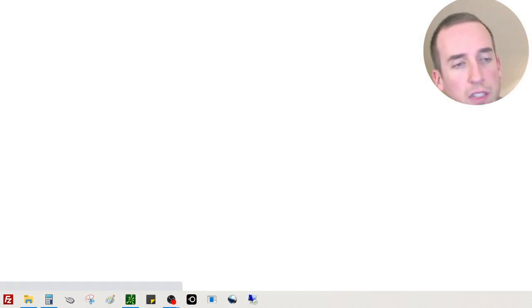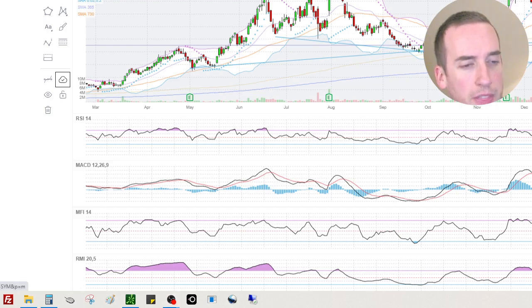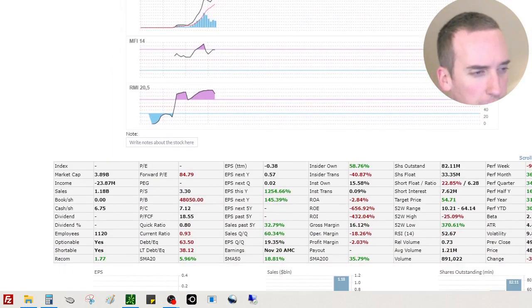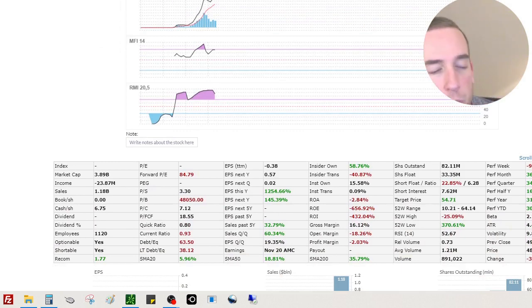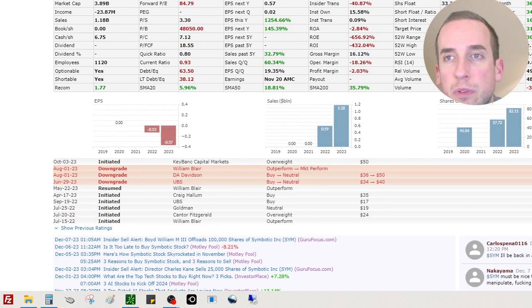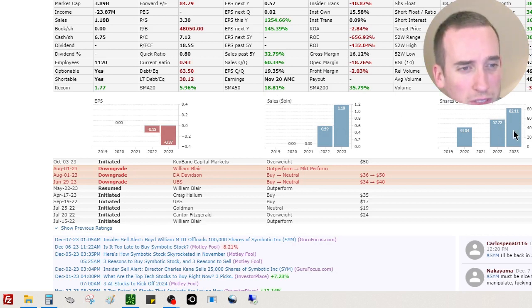Symbotic. All right, $48 stock. The monthly chart looks okay. Let's see what they make: 1.18 billion, but they lose 23 million. So they're almost profitable. This is beautiful. This is, I don't want to say concerning. Oh, yeah. This looks kind of concerning. This looks beautiful. This looks like dilution of some sort.